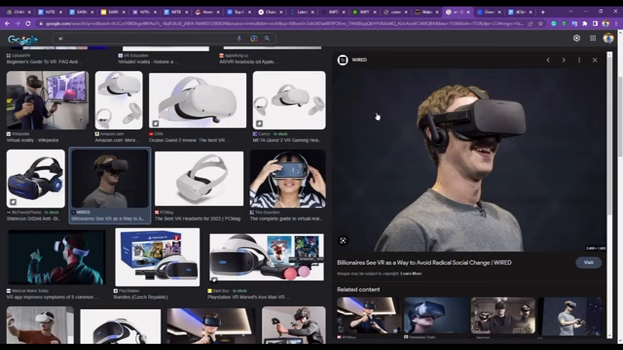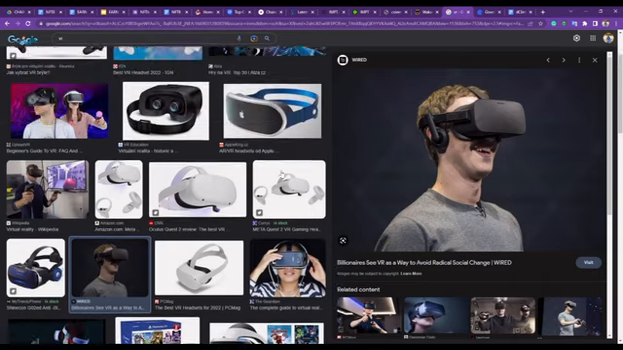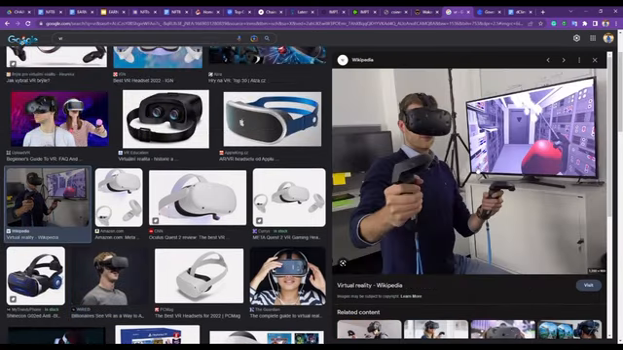Something like Mark Zuckerberg is wearing right now. And if you look at this, this guy is playing a game. He's in real life here, but he's busy punching, shooting over here. I think he's shooting inside the metaverse. So with virtual reality, you are able to do stuff like this.